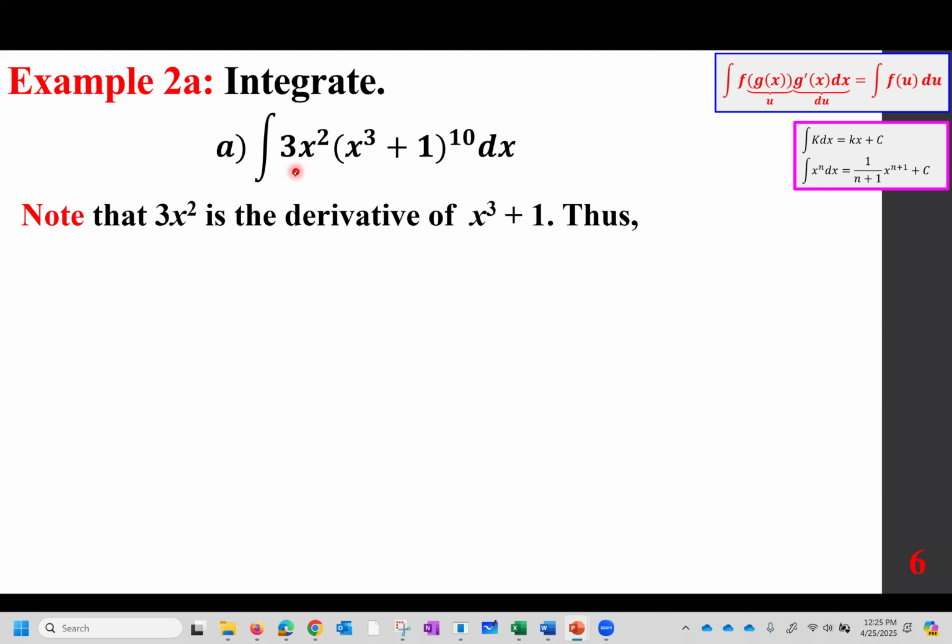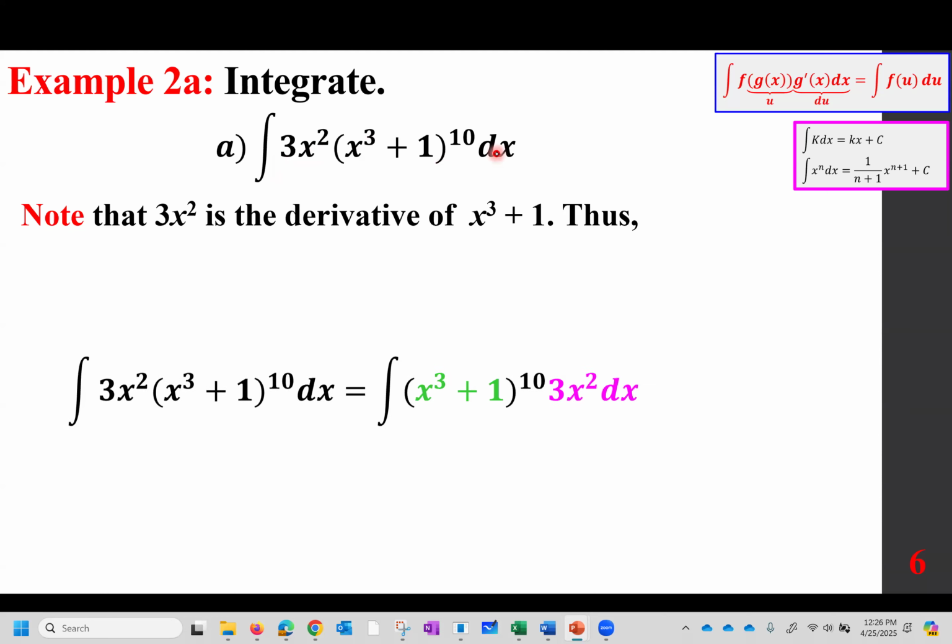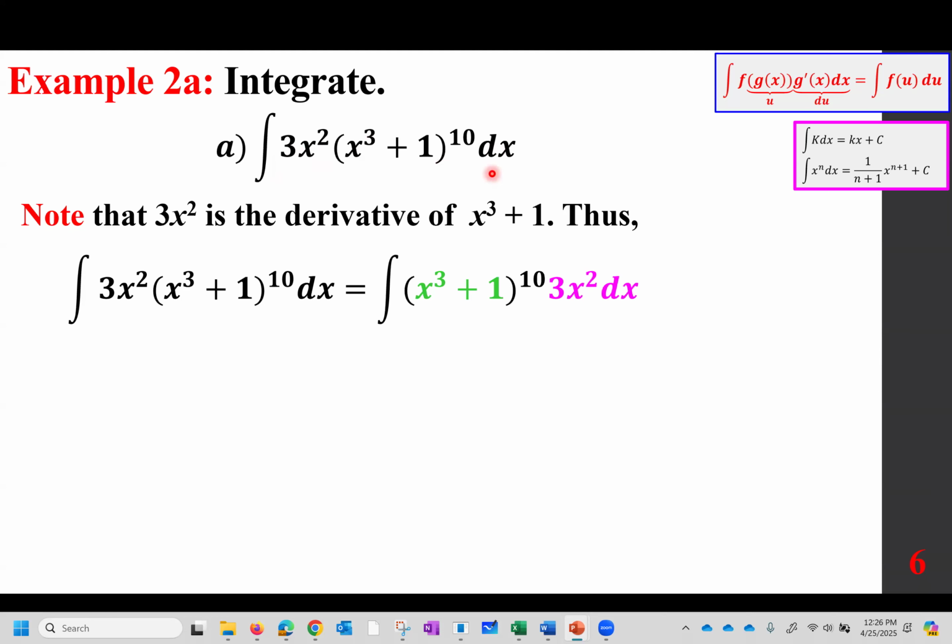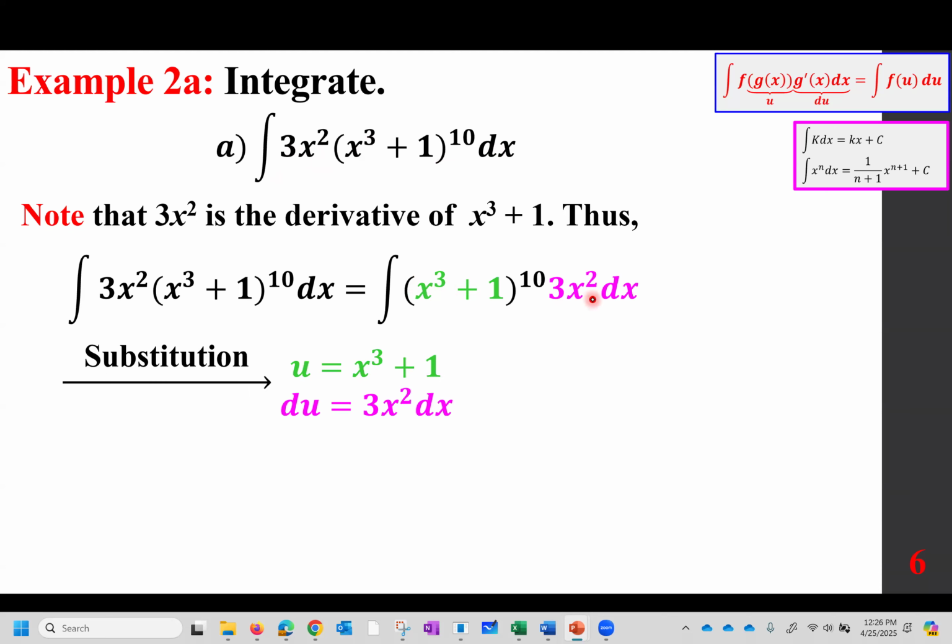So it becomes clear that this is the choice of u. Its derivative is 3x squared. du becomes 3x squared dx. So first, let's move things around. I'm going to put the 3x squared next to dx. So this entire thing is u, and this thing is du.